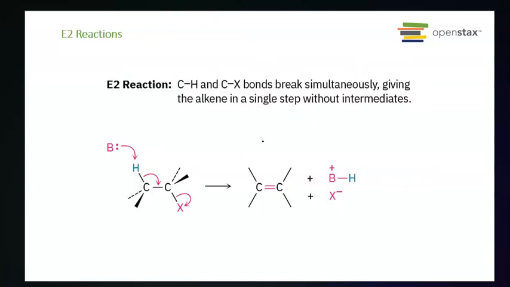In E2 elimination, just like in SN2, it's a concerted step. Everything happens at the same time. That means the attack of the base on the proton, formation of the double bond, and removal of the leaving group, they all happen in one single step. That's why it is called a concerted reaction. You need a strong base. That's important for E2. You need to have a strong base.